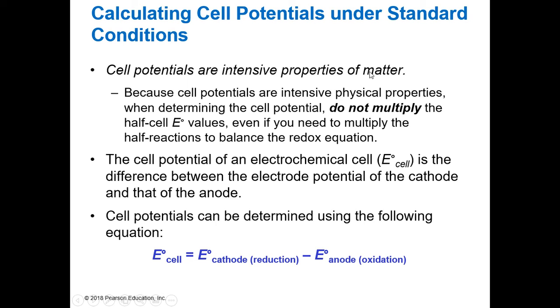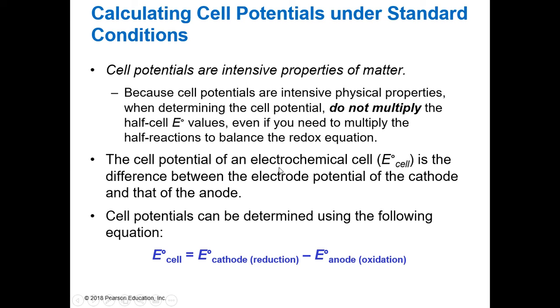So cell potentials are intensive properties of matter. That means that we are not going to multiply the E naught values, even if you multiply the redox reactions, okay? Their values are not going to change. These are always going to stay constant. So do not ever change the values. You hear me? Don't ever change them.